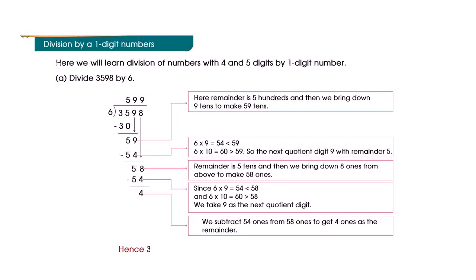Hence, 3598 divided by 6 gives 599 as the quotient and 4 as the remainder.